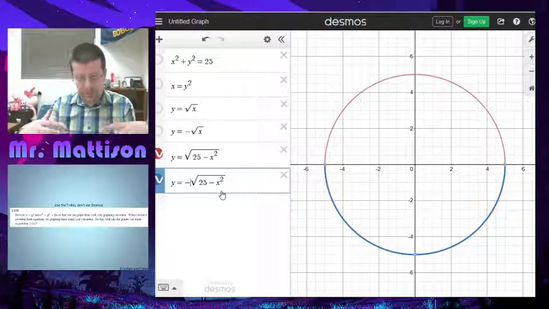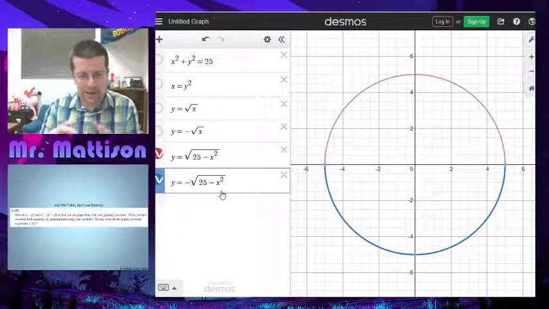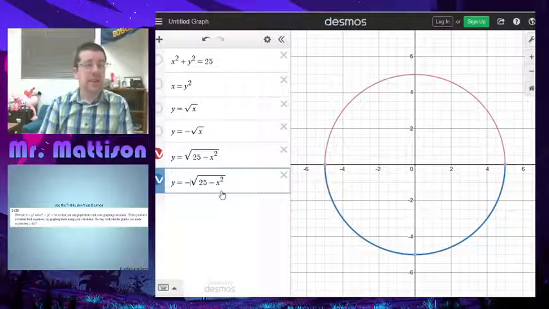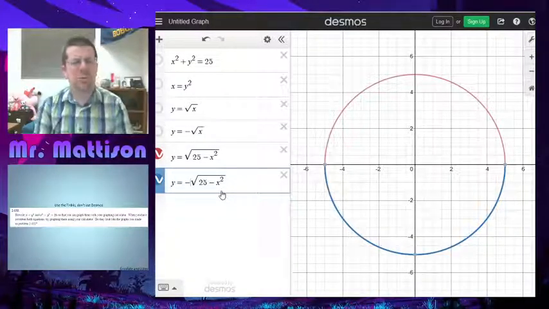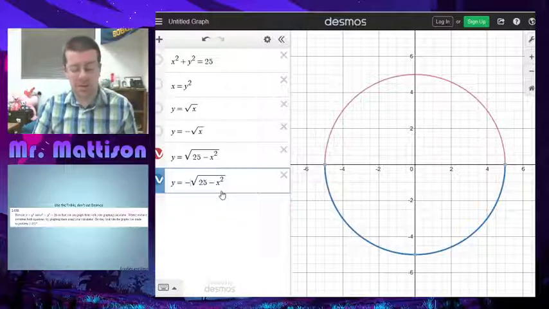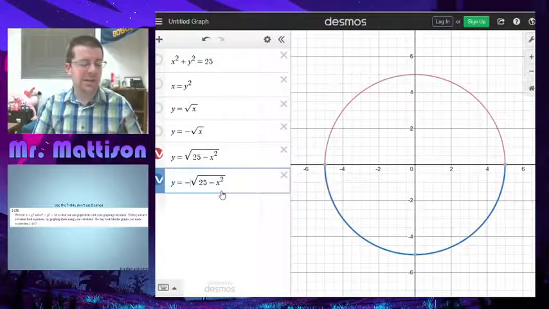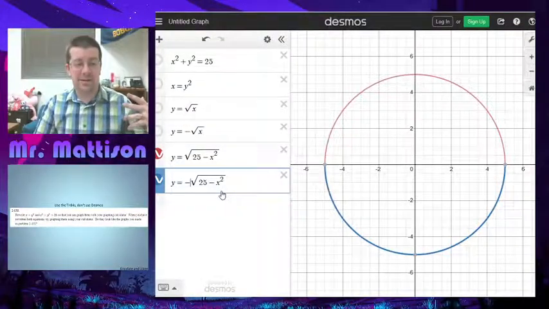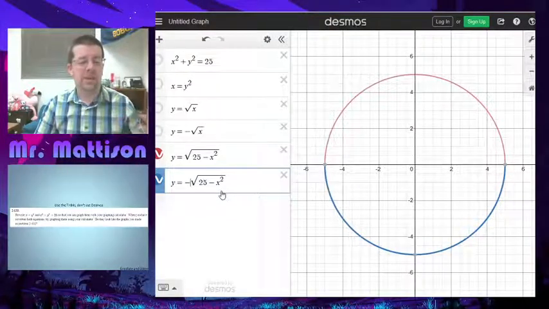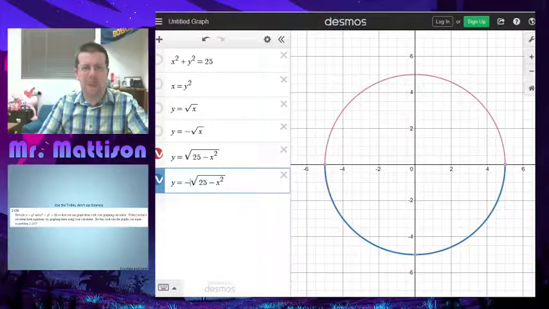So we're able to write these non-functions using a series of functions if we need to, because oftentimes we like to have things in that y is equal to form, either because it makes it easier for us to graph, or it makes it a function which we can do more things with. So it kind of opens up our options for us.